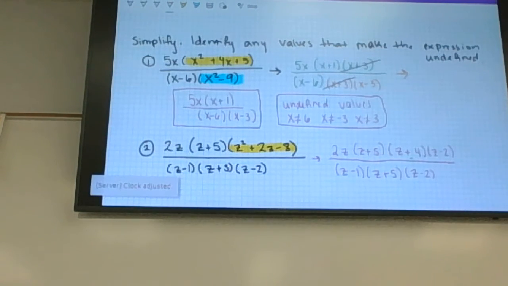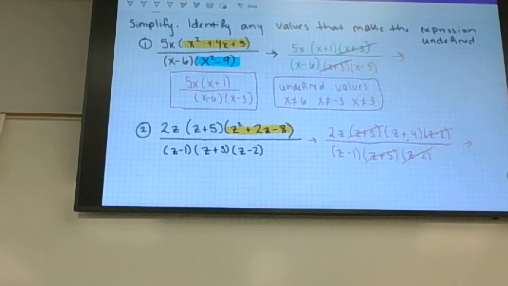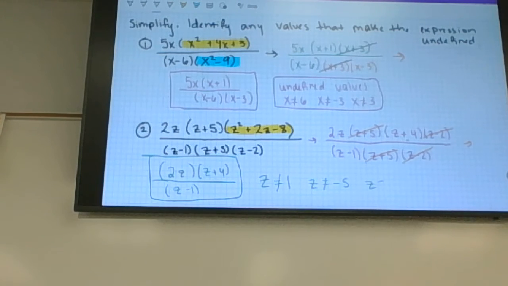No, let's cross out the 5s. I don't know why they're in there. Let's cross out the 2s, the -2s. More factoring. That's our answer. And we'll say z can't be 1, z can't be -5, and z can't be 2.